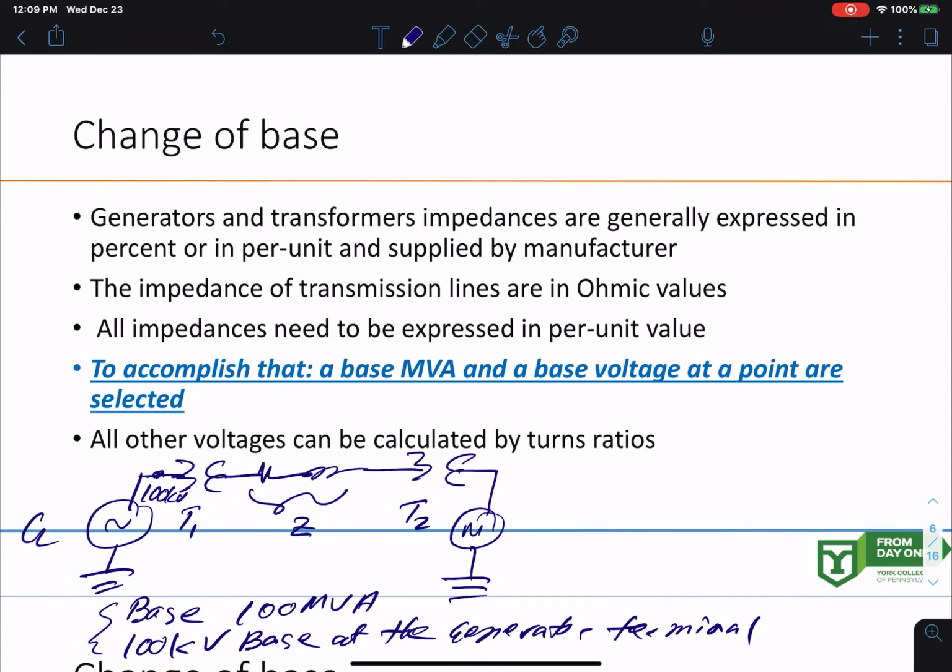Now this is the base for the system, but each of the components has their own base. When they're produced at the factory, their impedance is calculated based on the base they used in the factory. Now you're bringing them into the power system, so you have to change the base from their base to the power system base. This is the power system base right here, right? So that's called change of base. How do you do that?